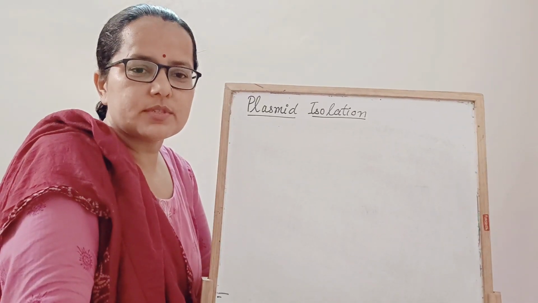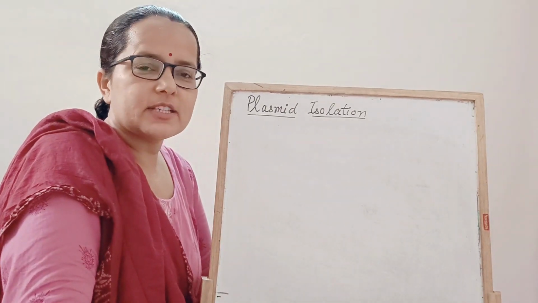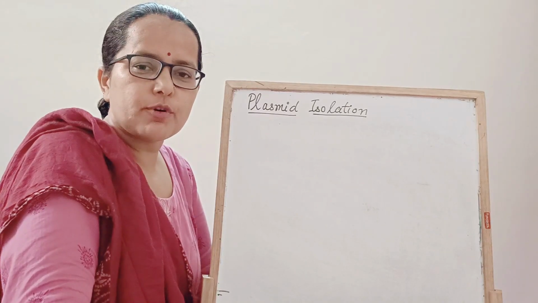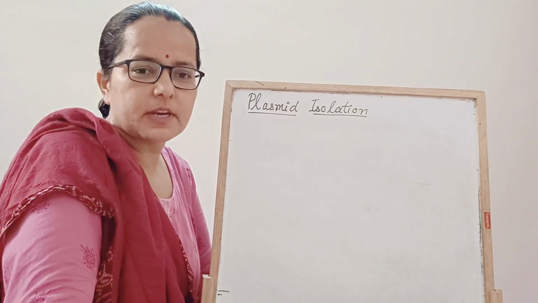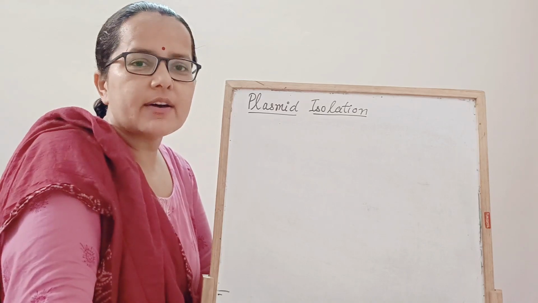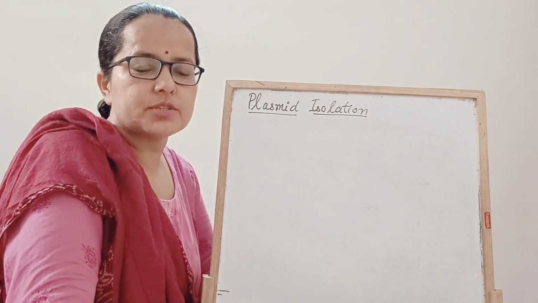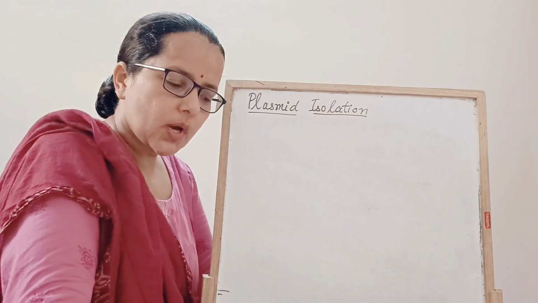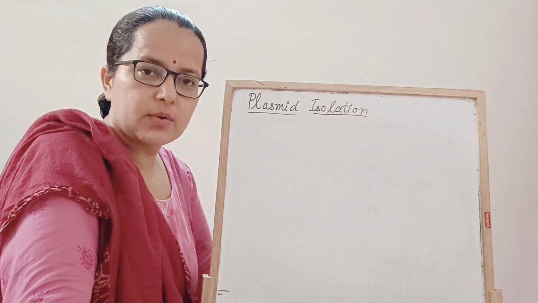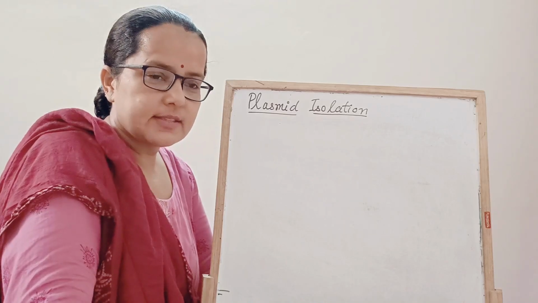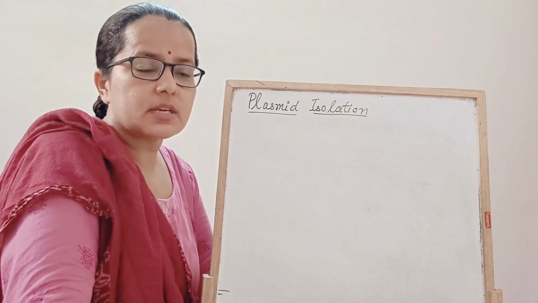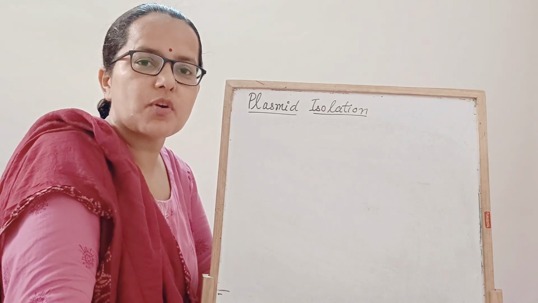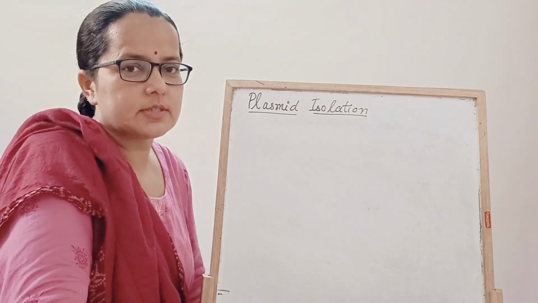Hello friends, so we'll start with the next lecture, that is plasmid isolation. Before going to isolate your plasmid in the molecular laboratory, we need to prepare some solutions or buffers or reagents. The first one is the manual alkaline lysis method, not kit based. Kits have their own protocols, and you have to follow them according to the manufacturer's instructions.